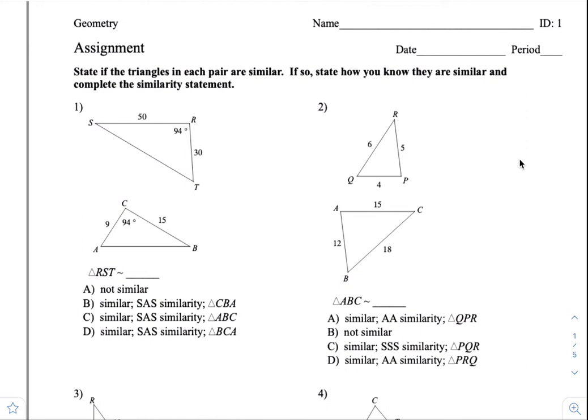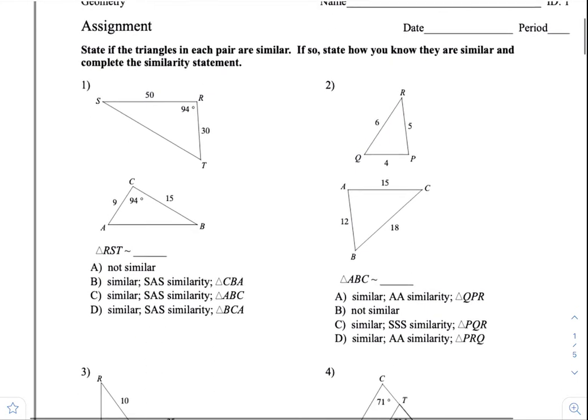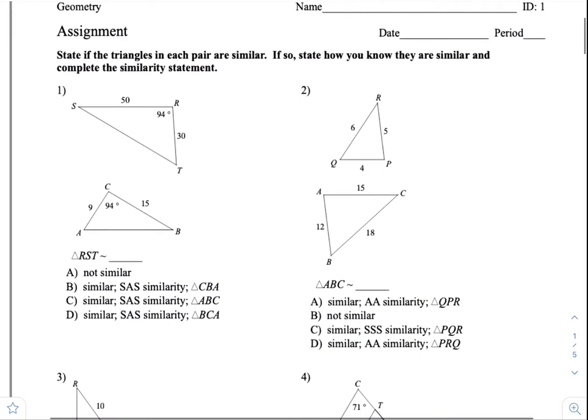Hey guys, so here's your final review, part one. With this we'll have to deal with similar triangles. So for number one, you have to determine if these triangles are similar or not. We have to determine if the triangles are similar by side-side-side, side-angle-side, or angle-angle.